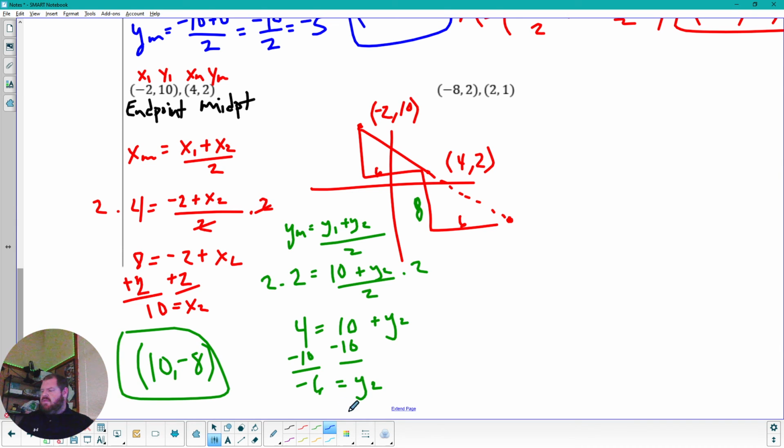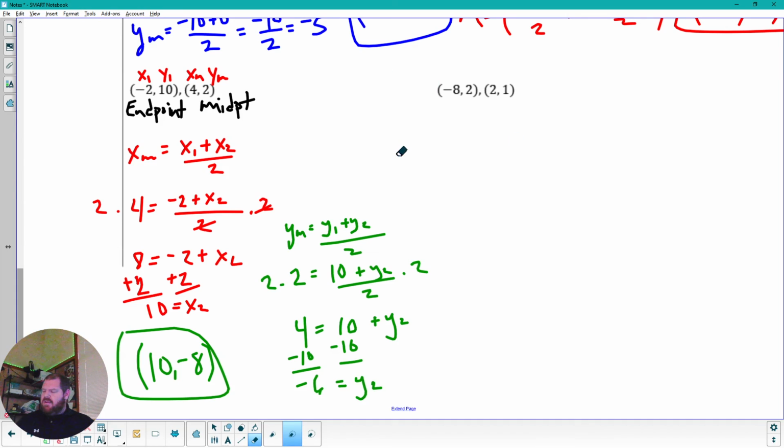So much fun to deal with technology that doesn't want to work with you. I'm going to get rid of this picture because it's going to kind of get in my way here.